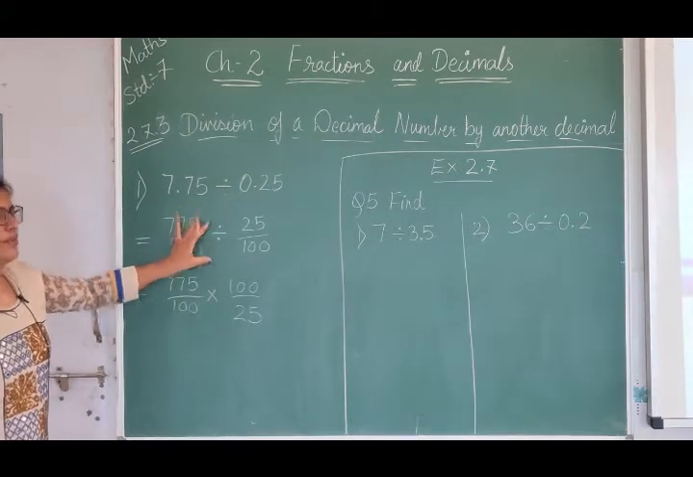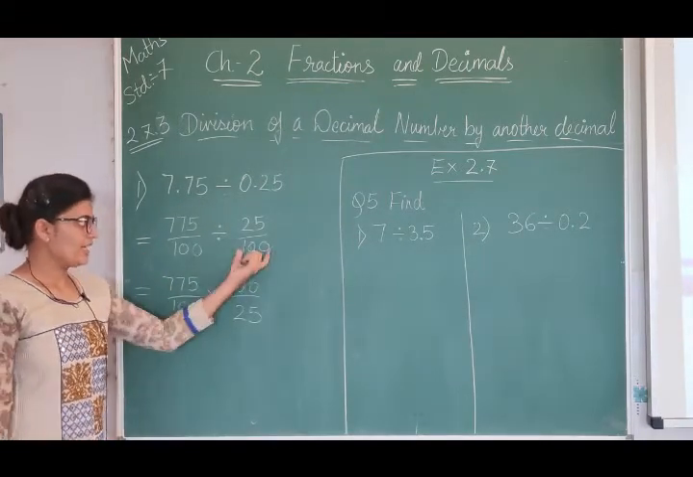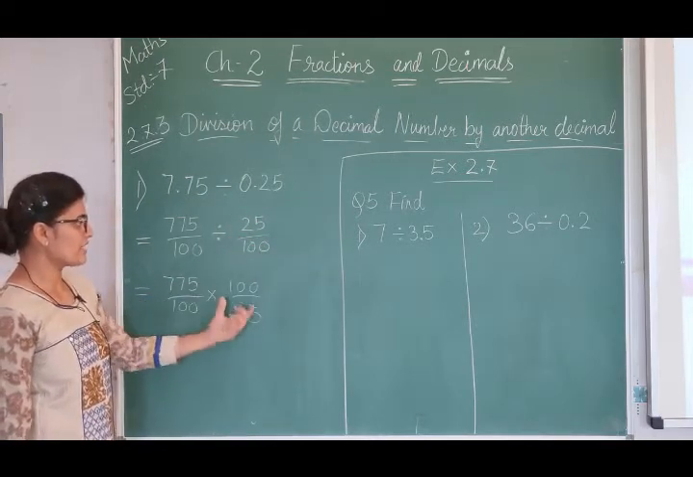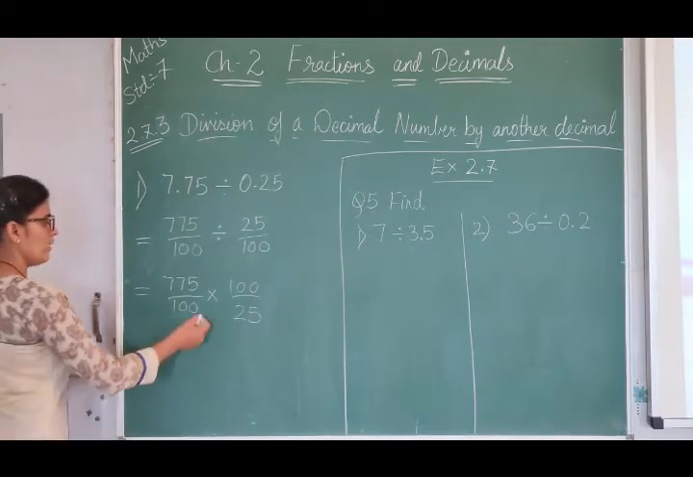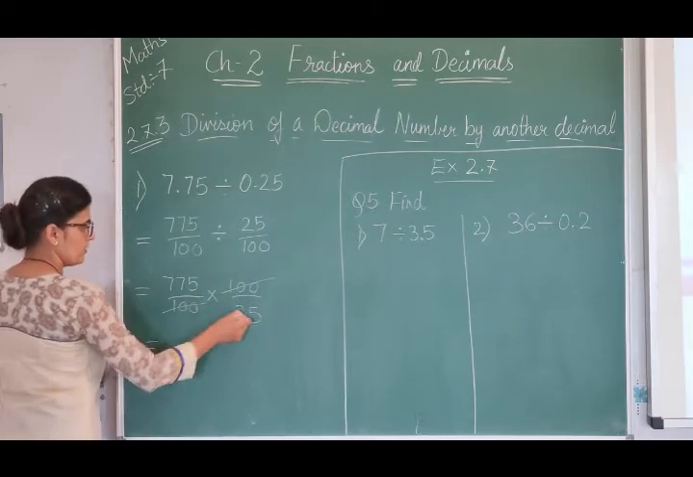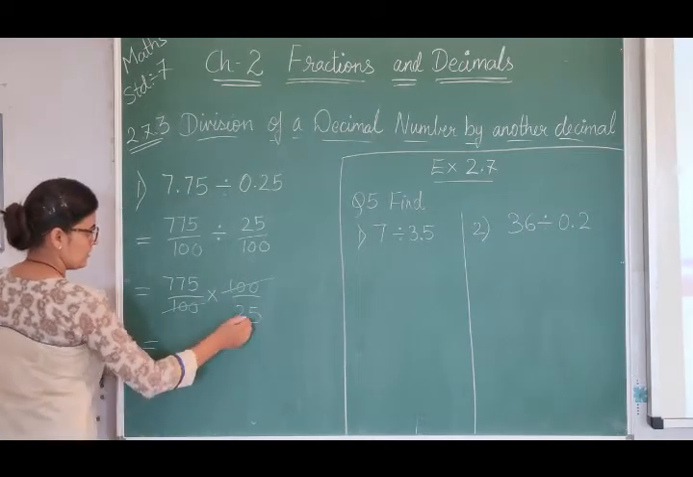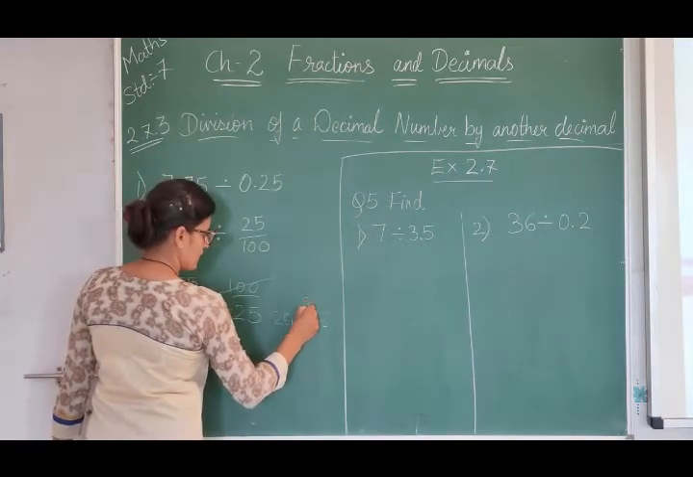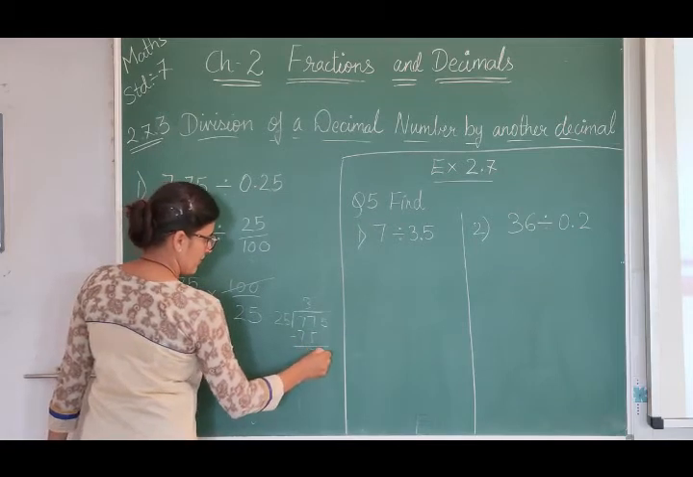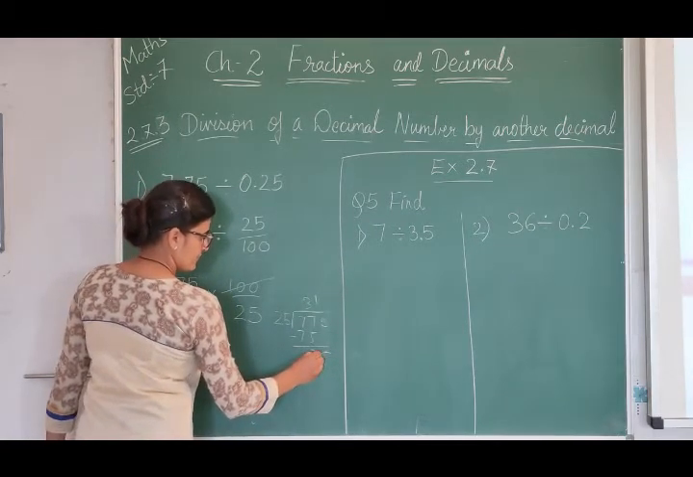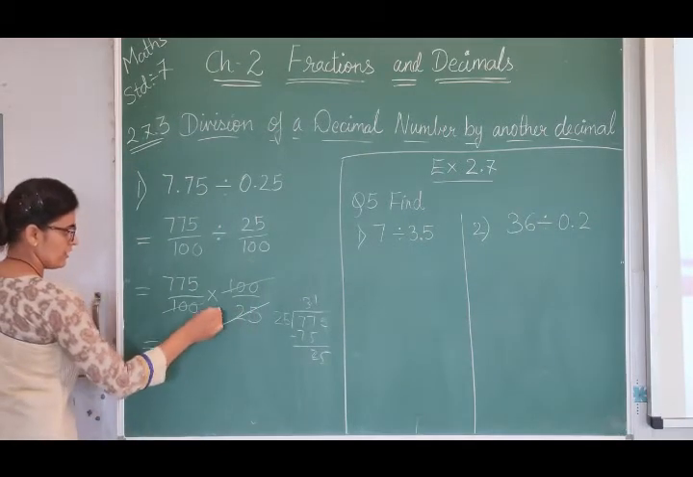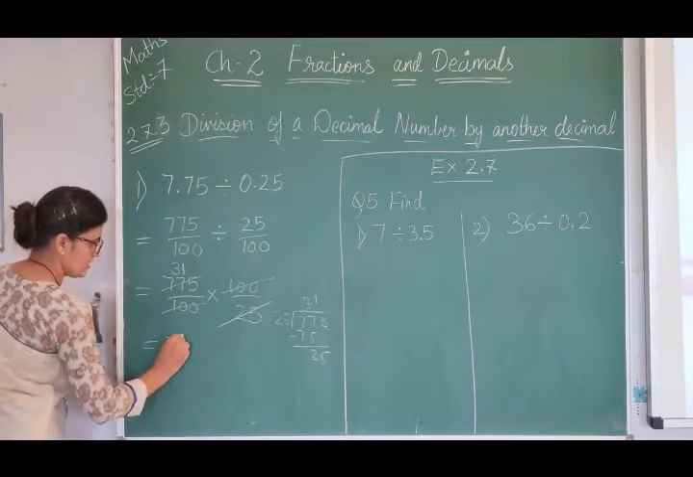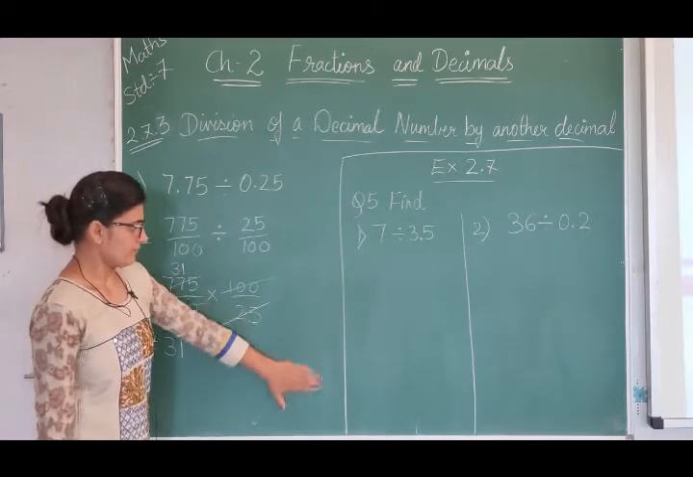This division sign will be converted into the multiplication sign, and this number is to be taken as its reciprocal. So the reciprocal of 25 by 100 is 100 divided by 25. Now 100 and 100 will cancel out, and here you have to find out the answer. So here we will do a rough work. 775 divided by 25. So 25 3s are 75, minus 25, 1. So here you can see 31 is the answer. So 25 31s are 775. So the required answer is 31. This is only a rough work.